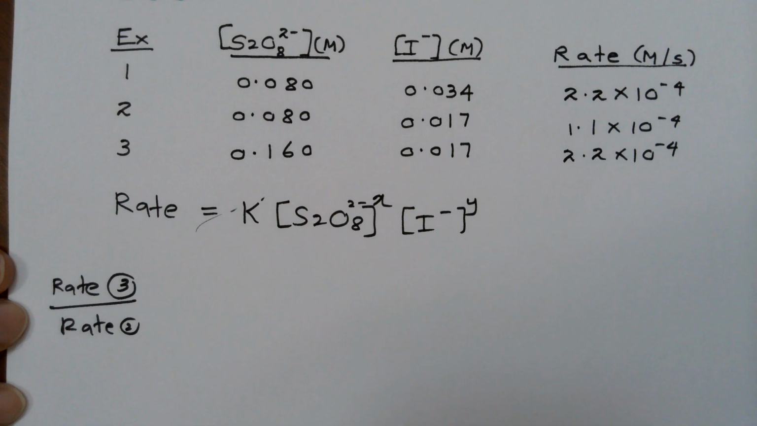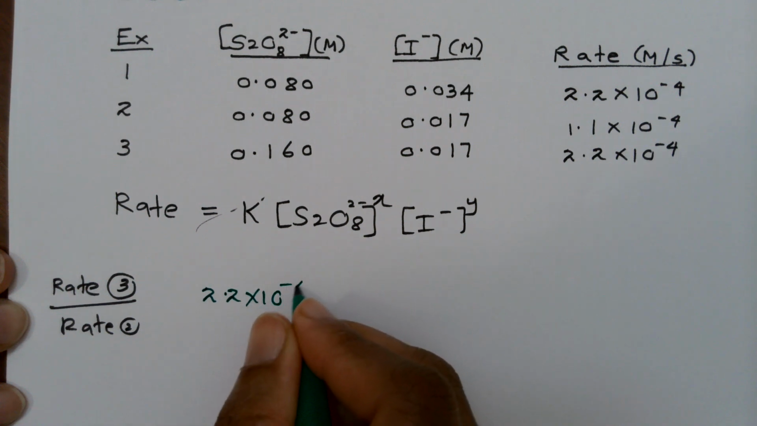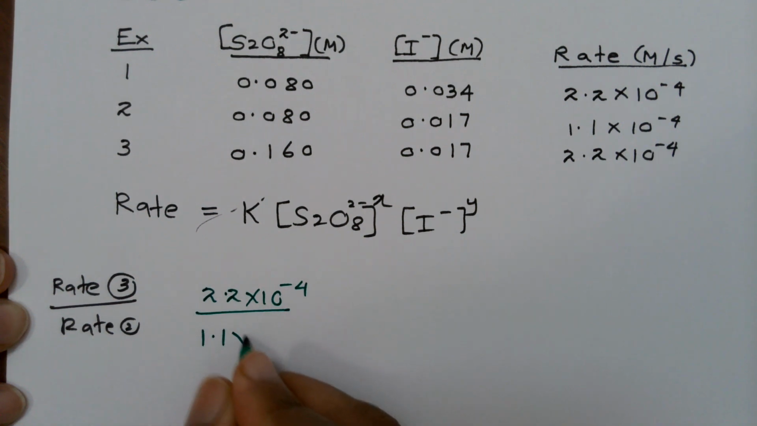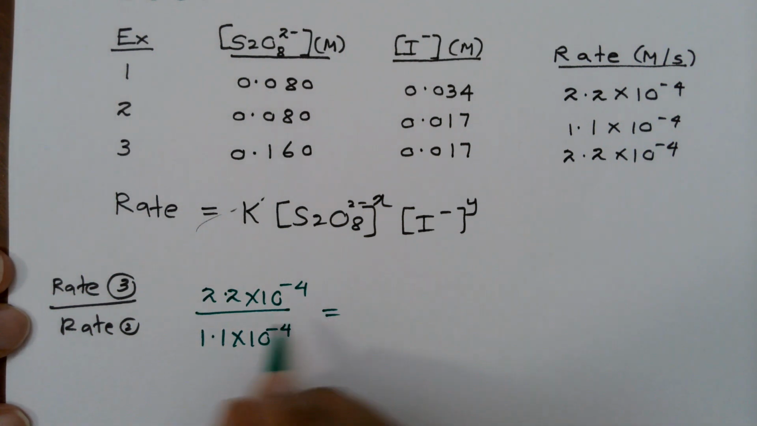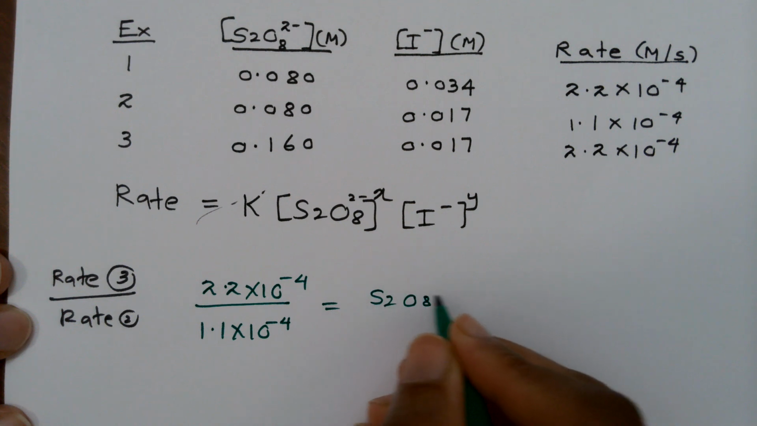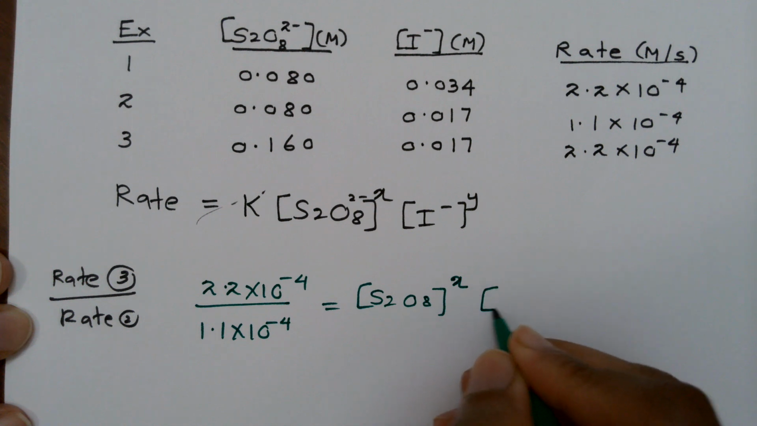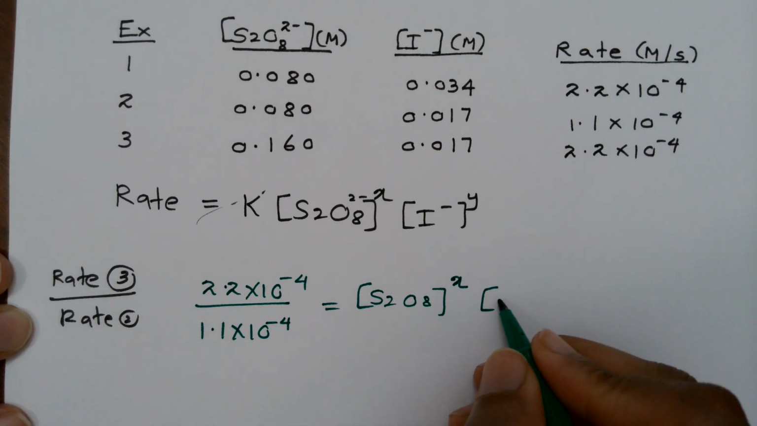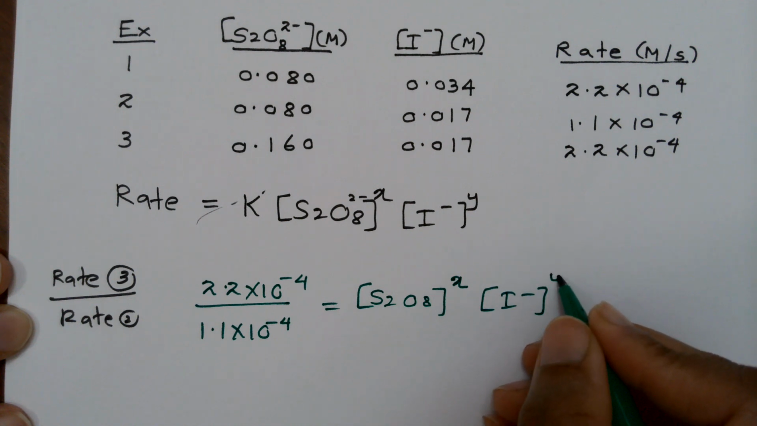Right. So let's divide. Rate 3 is 2.2 times 10 to the power negative 4 divided by 1.1 times 10 to the power negative 4, and that is equal to the expression: 2.2 times 10 to the negative 4, that is the third one, S2O8 concentration raised to the power of x, and I minus concentration raised to the power of y.